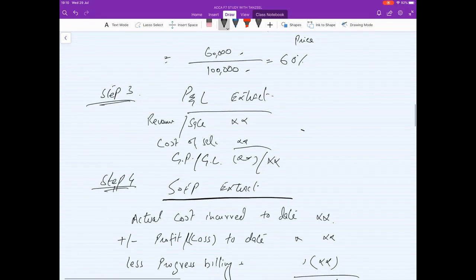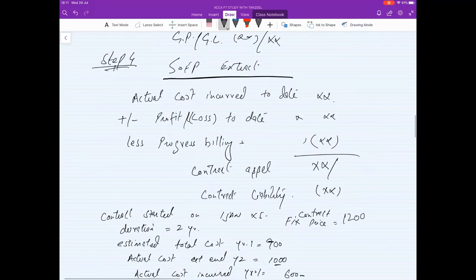Stage 3, whether it is profit or loss, book revenue. If it is 60% complete and you are having a profit, you can book 60% of your revenue, and at the same time book the cost of sale as well. But if you are having a loss, book the whole loss. This is going to be stage number 3.